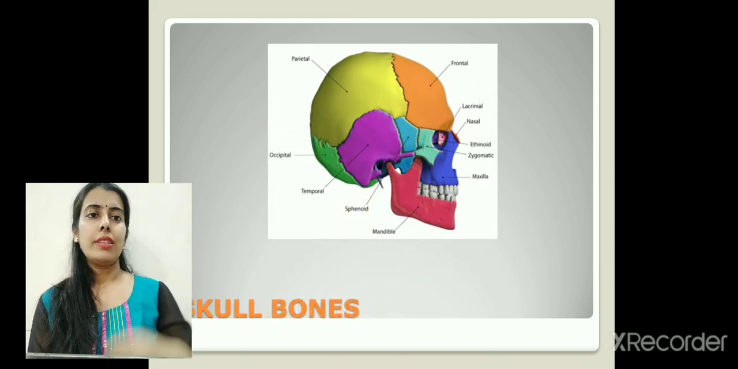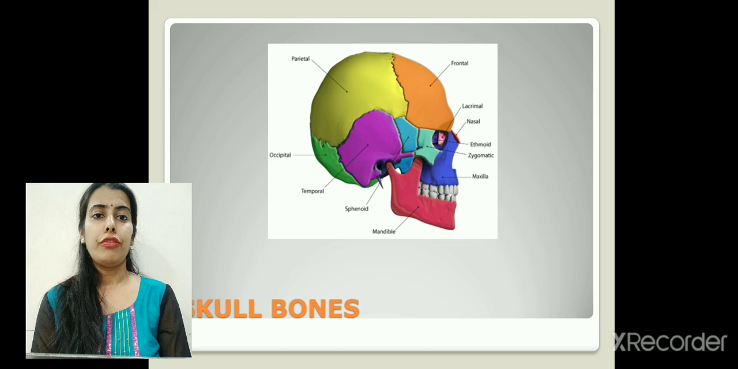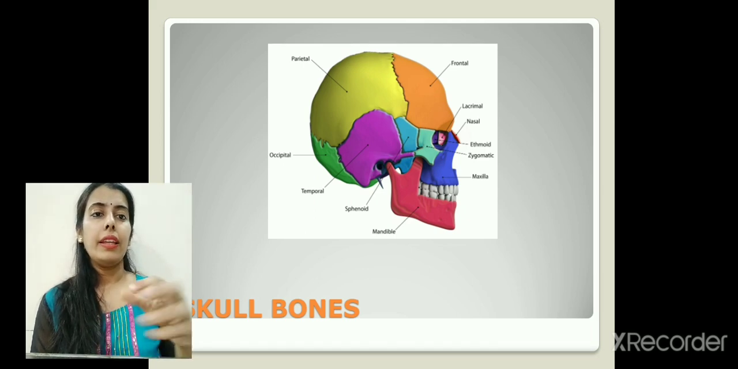So let's start with the skull bones. In our skull we have 8 flat bones which are fused together. So this joint is immovable. Then in the face we have 14 bones. Out of these 22 bones together, the 14 and the 8 flat bones of the skull, only one bone is movable, that is the lower jaw, which we use for speaking and chewing our food.